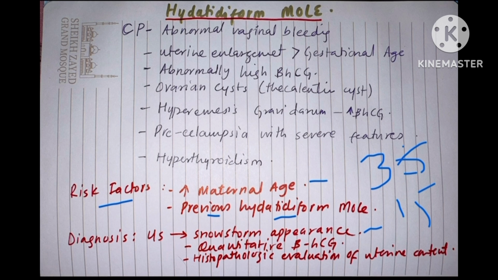What happens here is you have a black background, and in the middle you have white spots. What are those white spots? Those are the hydropic villi. These are small villi formed from the trophoblastic tissue of the molar pregnancy. Then you're going to do a quantitative beta HCG, which is going to be very high. After that, you have histopathologic evaluation of the uterine contents after you have done D&C.